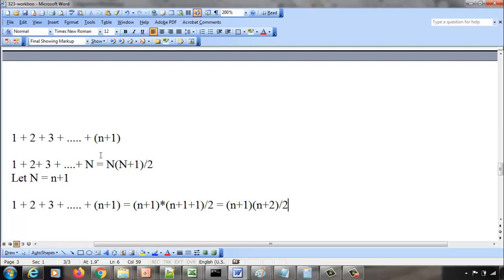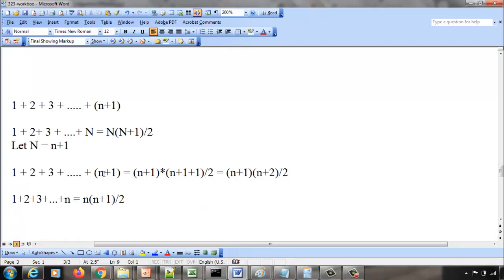So if it is up to n, it is n times n plus 1 over 2, right? So if it's 1 plus 2 plus 3 up to n, it is n times n plus 1 over 2. If it is 1 plus 2 up to n plus 1, instead of n, you are going to substitute n plus 1 like we just did here. So n plus 1 times n plus 1 plus 1, which is n plus 2. n plus 1 times n plus 2 over 2.